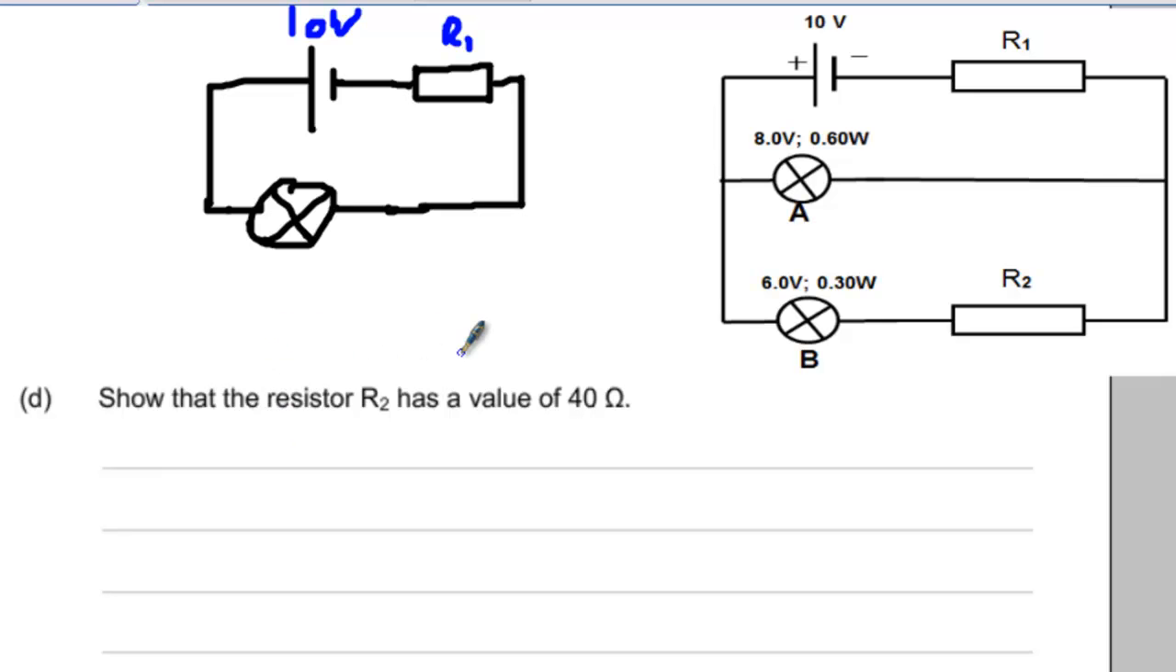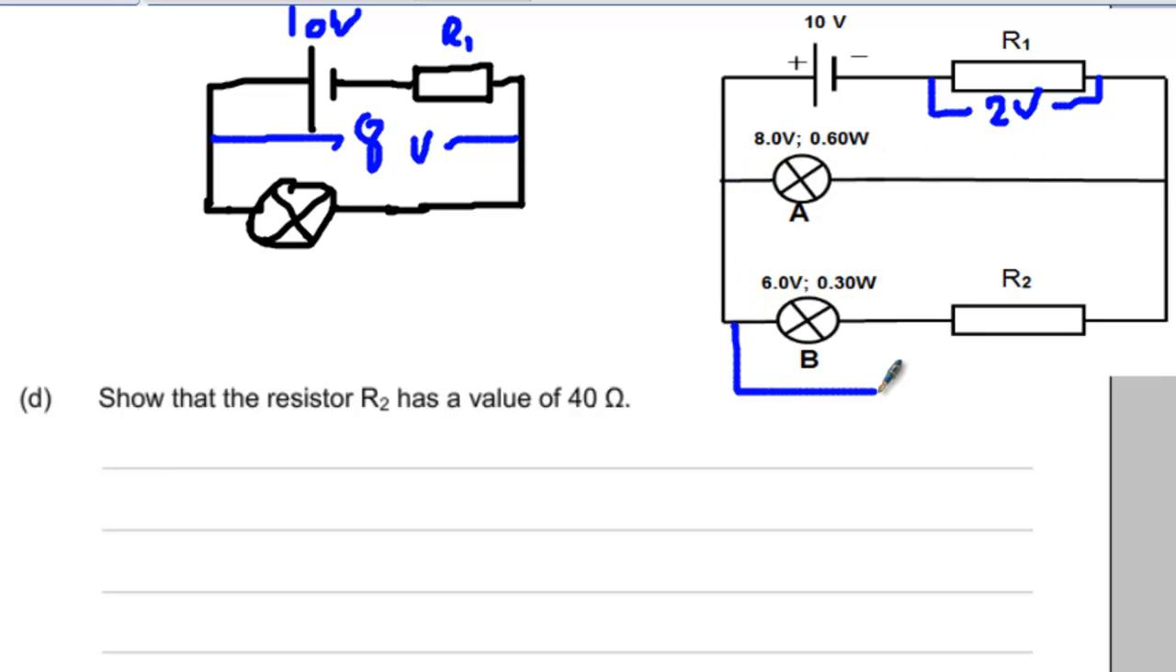Show that the resistor R2 has a resistance of 40 ohms. So as we just figured out in question C, the voltage across this loop here is in fact 8 volts, because the voltage across this resistor here is 2 volts and the supply voltage is 10, so 10 take away 2 is 8. So that voltage across here is 8 volts, and the voltage across here must also be 8 volts.